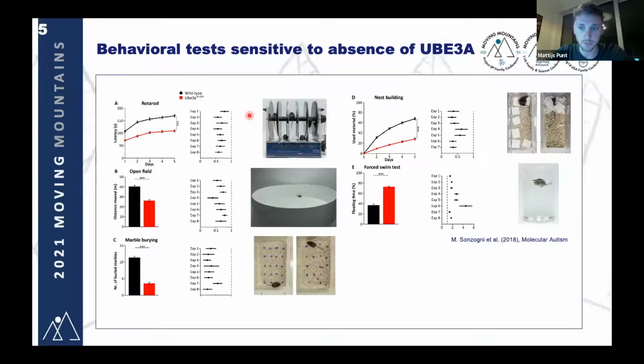This behavioral test battery comprises 5 different tests, wherein we see differences when we compare wild types with Angelman mice. We look at their capabilities to walk on a rotating rod, the distance that they walk in an open field, the number of marbles that they bury, the amount of nest material that they use, and their willingness to swim in a forced swim test, which is consistently impaired or decreased in Angelman mice. So we figured that these tests show some sensitivity to the Ube3a level, because if Ube3a is not there, the performance in these specific tests is impaired. With this reasoning, we thought, well, if Ube3a is overexpressed, we might find similar phenotypes in these tests.